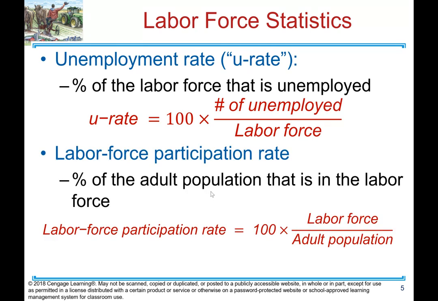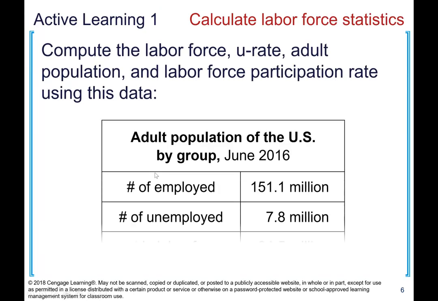The unemployment rate is the percent of the labor force that is unemployed, and the formula is the number unemployed divided by the labor force times 100. Another statistic we calculate is the labor force participation rate. That's the percent of the adult population that is in the labor force, and the formula is the labor force divided by the adult population times 100.